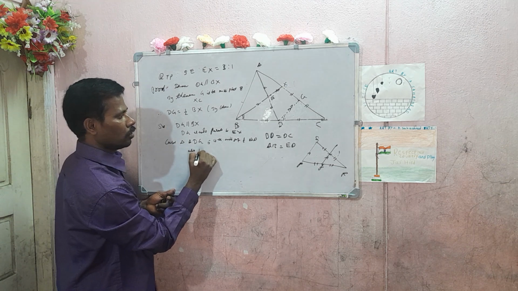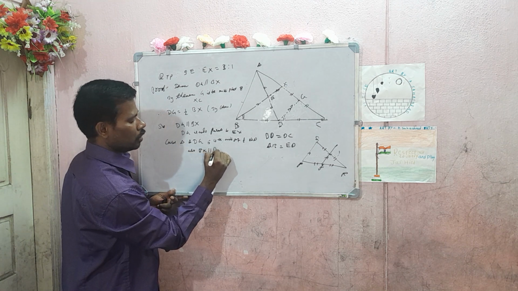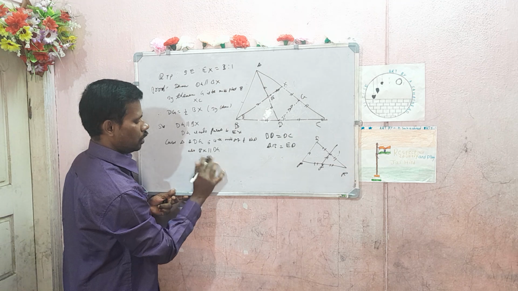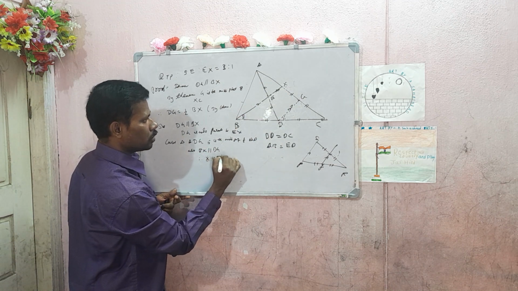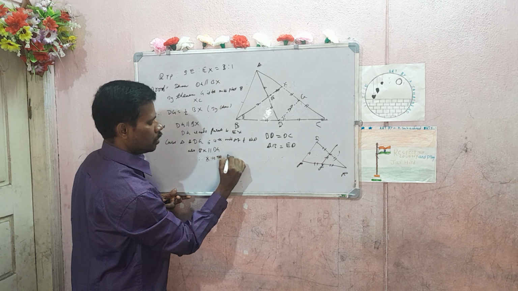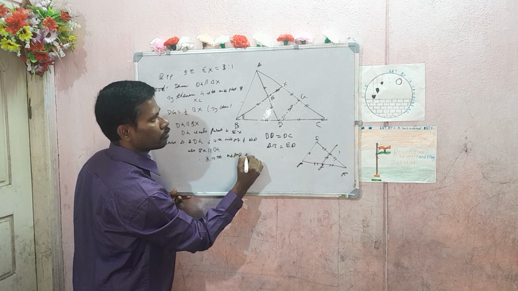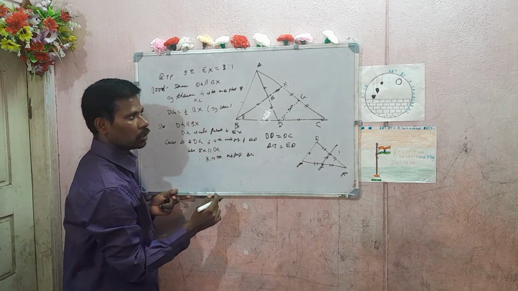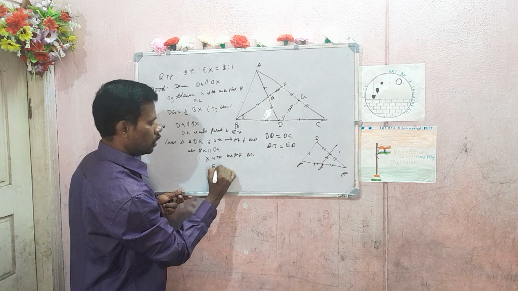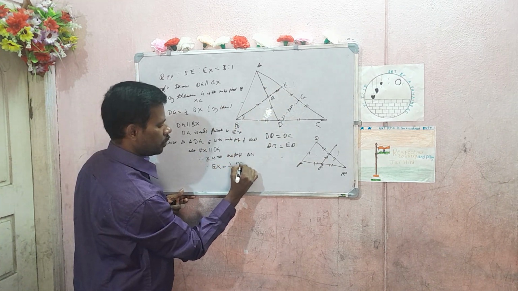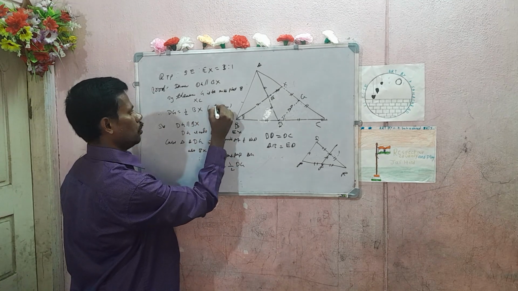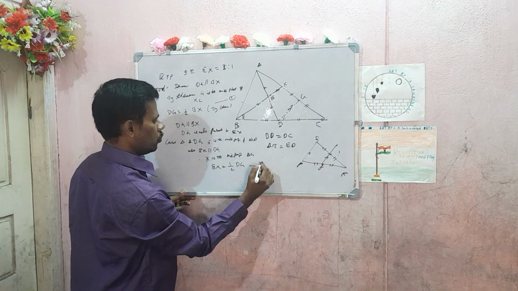Also, EX is parallel to DG. Therefore, X is the midpoint of AG. Therefore, EX is equal to half of DG. Mark this as 1. Mark this as 2.